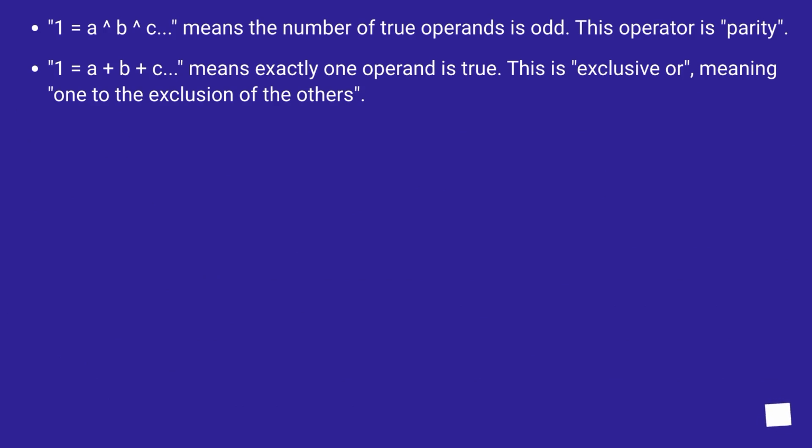1 equals a plus b plus c means the number of true operands is odd. This operator is parity. 1 equals a plus b plus c means exactly one operand is true. This is exclusive OR, meaning one to the exclusion of the others.